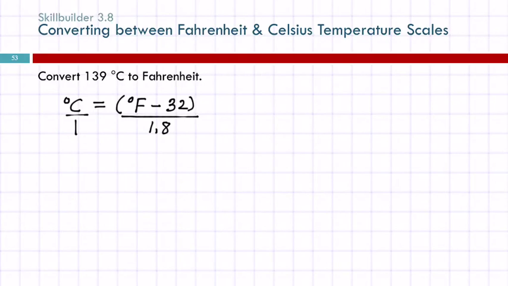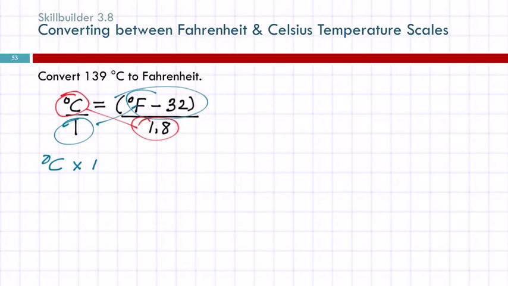So cross multiplying, I'm going to take the top of one side and multiply it by the bottom of the other side. And then I'm going to take the bottom of the first side and the top of the other side and multiply those. That's cross multiplying. So we're going to get degrees Celsius times 1.8 is equal to 1 times temperature in Fahrenheit minus 32. Everybody okay with that?